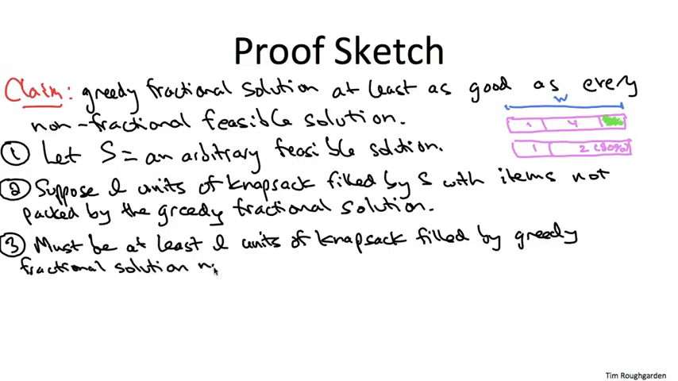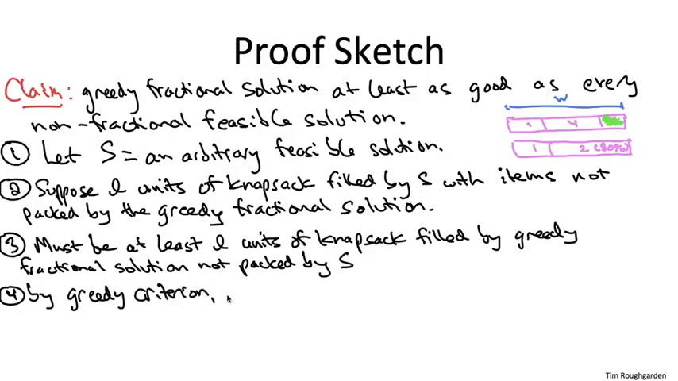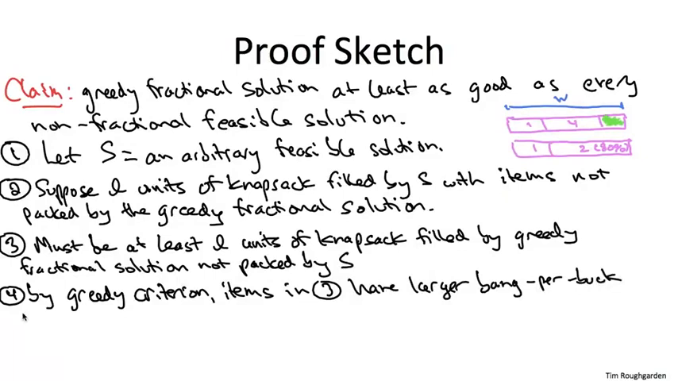So this might make it seem like the two solutions are apples and oranges. Each of them packs some stuff that the other one doesn't. But they're not apples and oranges. The greedy fractional solution really is better. Why? Well, by the greedy criterion, everything not packed by the greedy fractional solution has bang per buck worse than everything that it did pack. So these L units that are missing from the greedy fractional solution are less valuable than the L units that it includes.